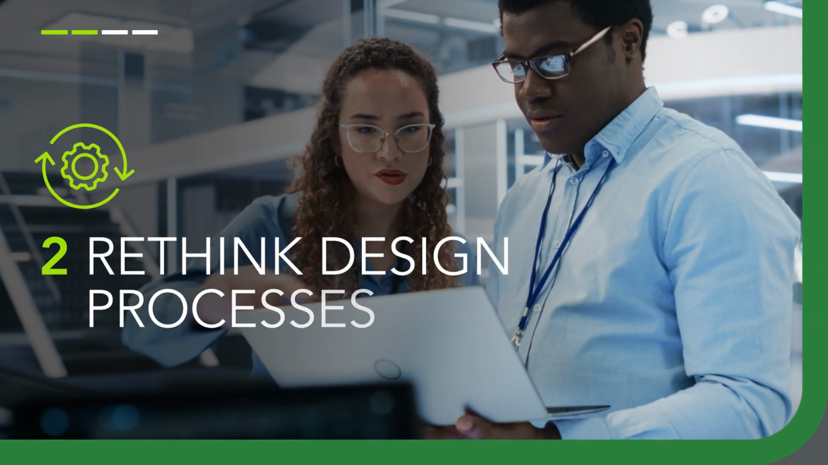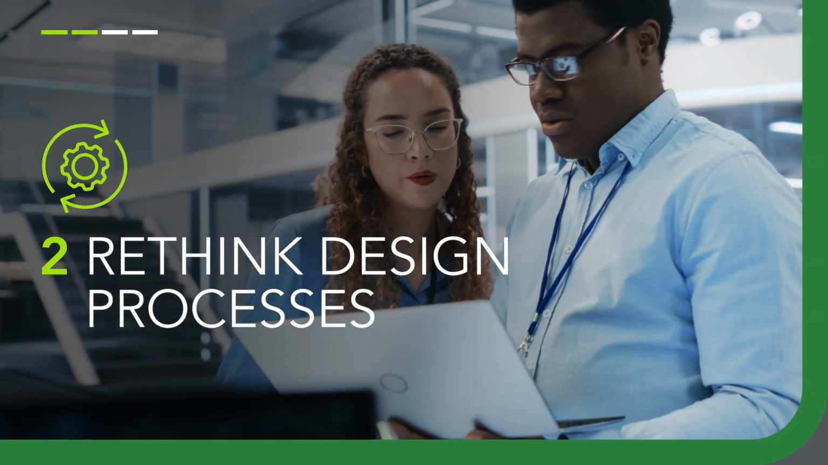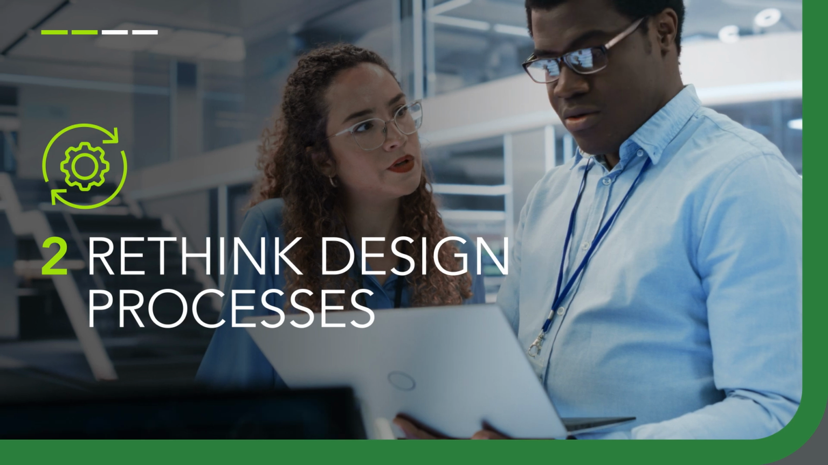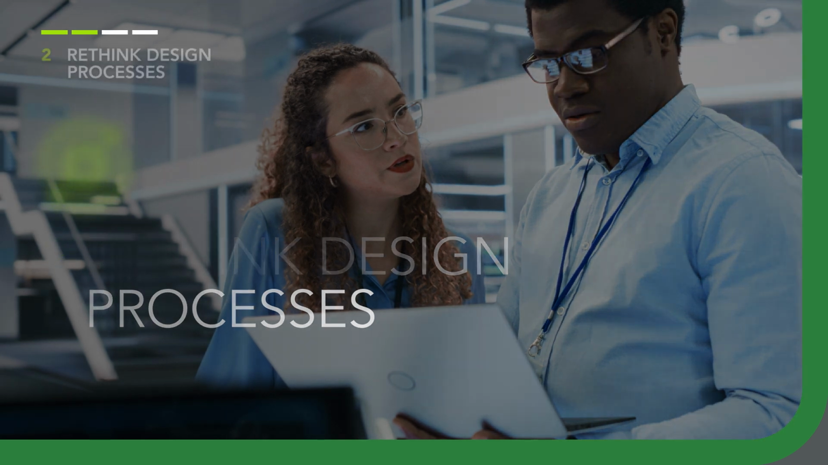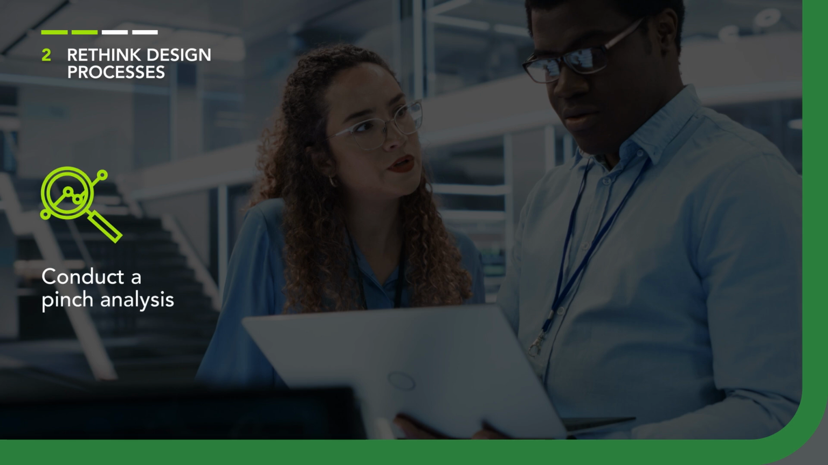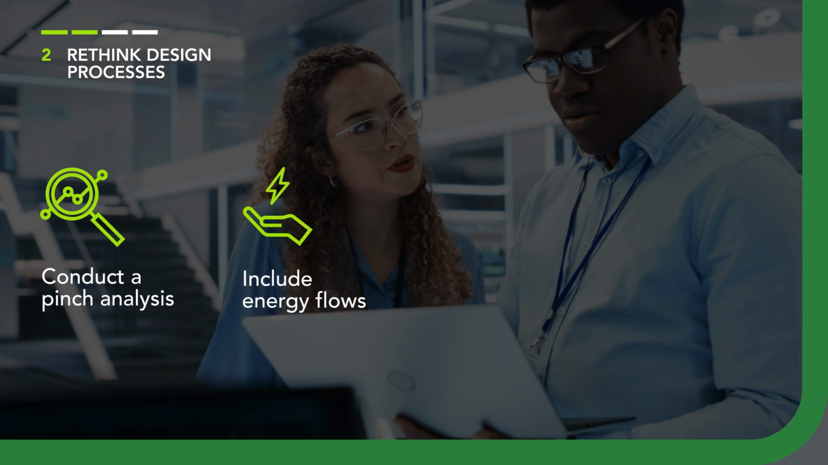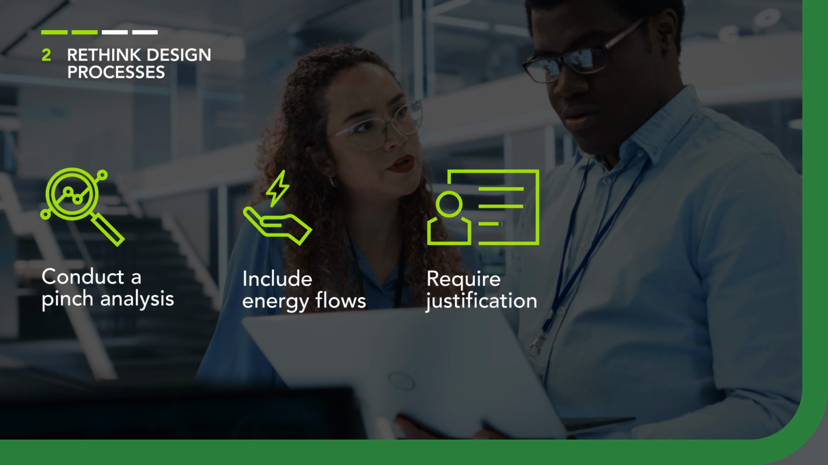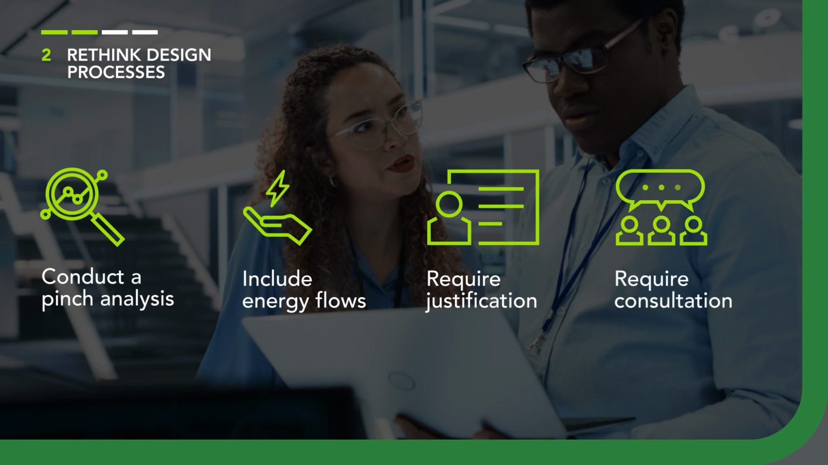Rethinking design processes can help staff ensure that energy and greenhouse gas emission reduction opportunities are considered during the design process. Examples could include conducting a pinch analysis to identify opportunities for heat recovery or heat pump installation, incorporating energy flows into layout design to identify opportunities for heat recovery or to reduce energy waste, requiring justification if a more efficient option isn't selected, and requiring consultation with the energy team as part of initial scoping discussions.